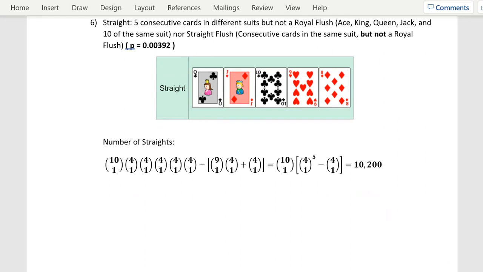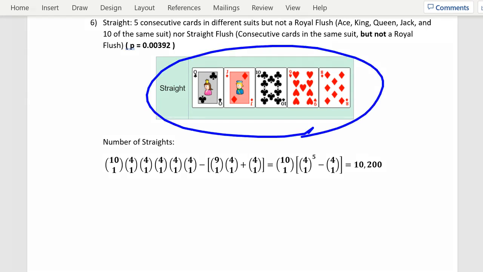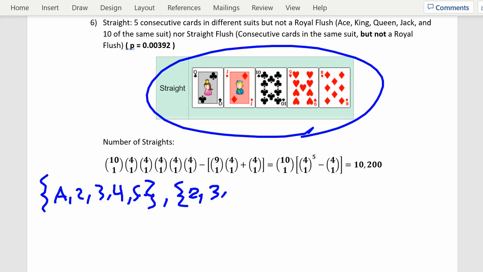Okay, so there are 10 straights, right? There are 10 of these sequences. And you can list them. You can go from ace, 2, 3, 4. Remember, these are in different suits. And for example, ace, 2, 3, 4, 5, that would be one possibility. And then 2, 3, 4, 5, 6 would be the next one, and so on and so forth. Okay, so there's 10 of them.